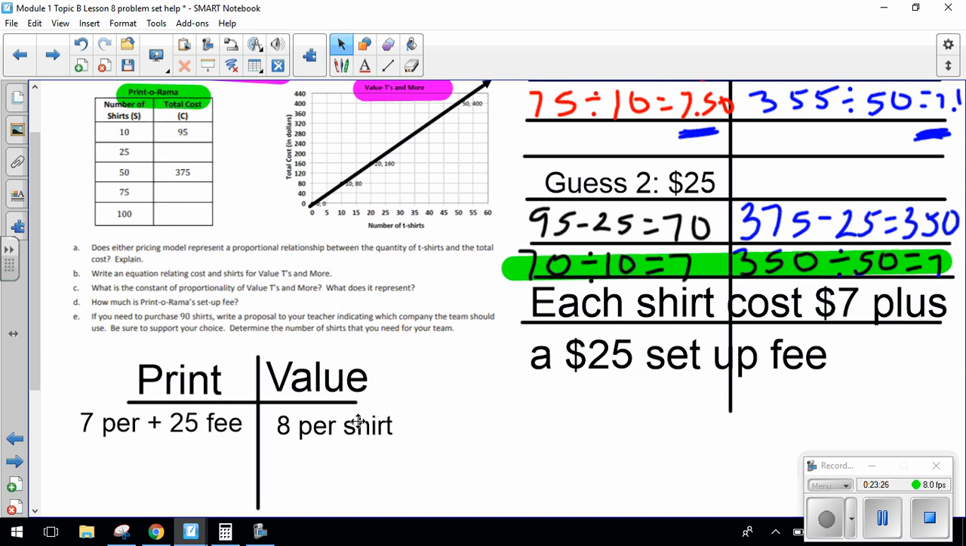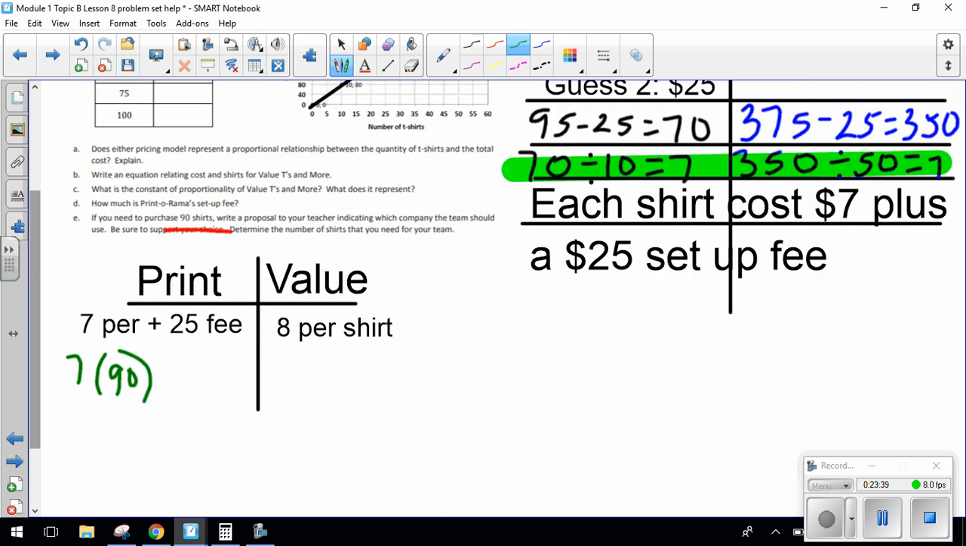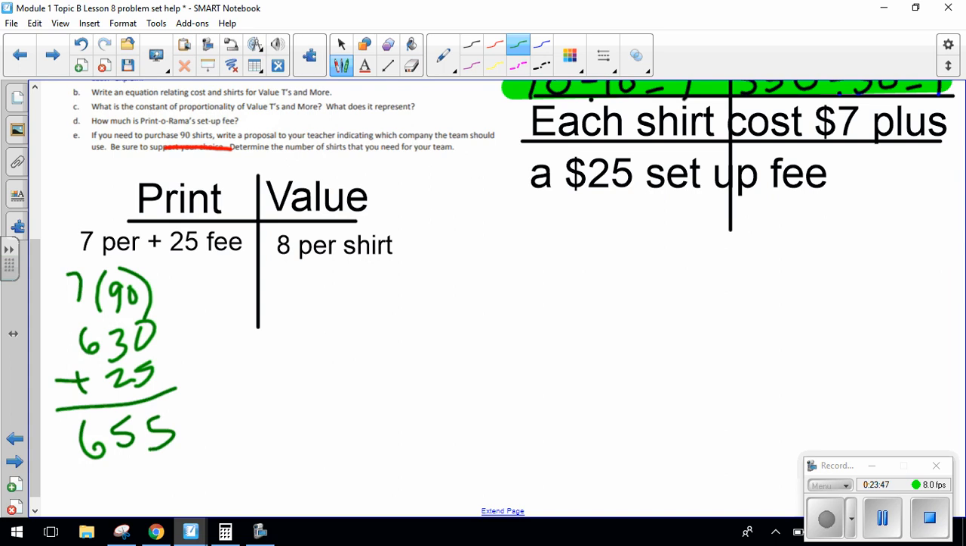Okay, so what we're going to do is if we buy these 90 shirts that we were asked to purchase, who would give us the better deal? So let's do math. So I have $7 a shirt for 90 shirts. So 9 times 70 is 630. And then I'm going to add $25 setup fee. This gives me a total of $655 for Print-O-Rama. For Value T, most students said this was the better deal because they were guessing. So I'm going to take $8 per shirt times the 90 shirts that I need. And this gives me $720.